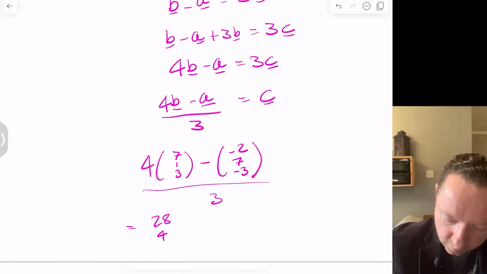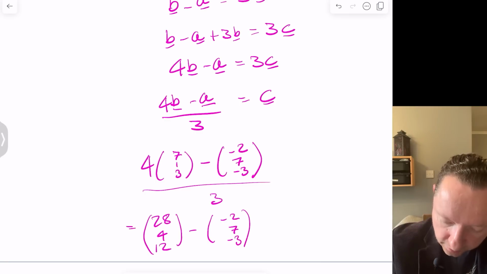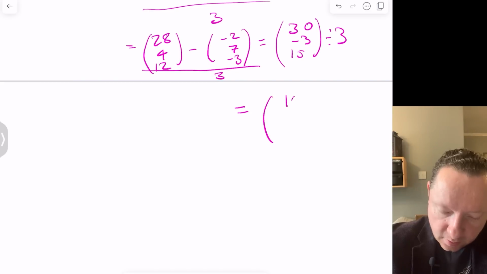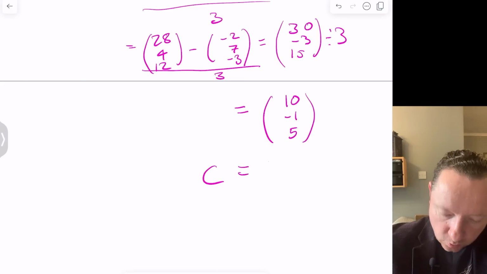28, 4 threes are 12, minus 2, 7 minus 3, equals, and that's all divided by 3, remember, 30, 4 minus 7 is minus 3, 12 minus 3 is 15. All of them need to be divided by 3. It gives me 30 divided by 3 is 10, minus 3 divided by 3 is minus 1, 15 divided by 3 is 5, or C equals (10, -1, 5).